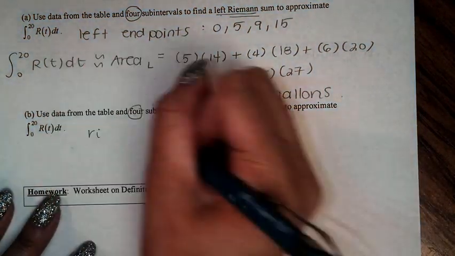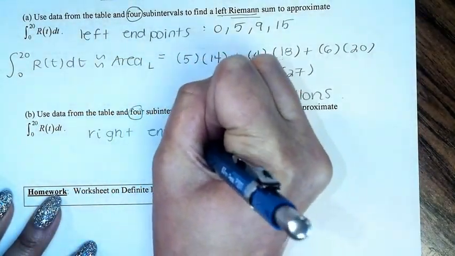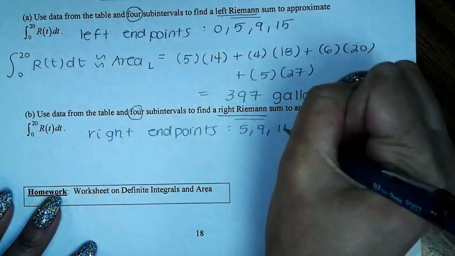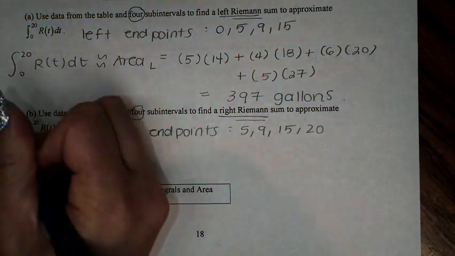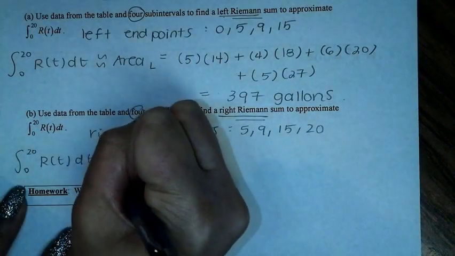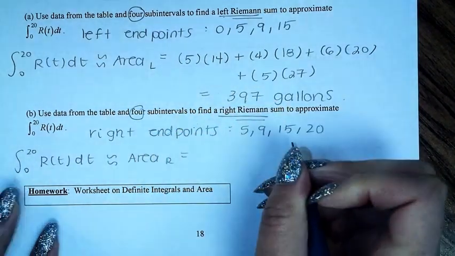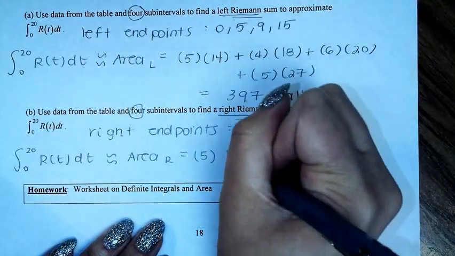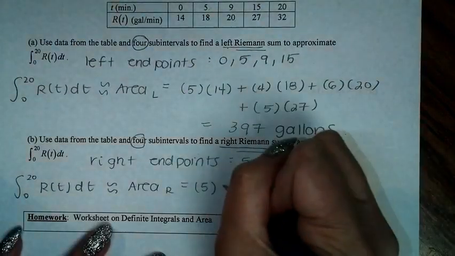So you know that the right endpoints are not the same as the left endpoints. What are going to be the right endpoints? 5, 9, 15, and 20. So you have that the integral from 0 to 20 of R of t dt is going to be roughly the area of the right Riemann sum, and this area is going to be, the base is going to be 5, but the height is not going to be 14. This height is going to be from the table 18.